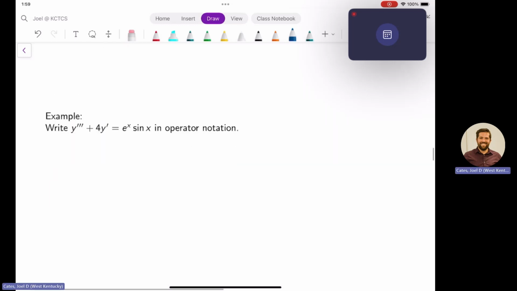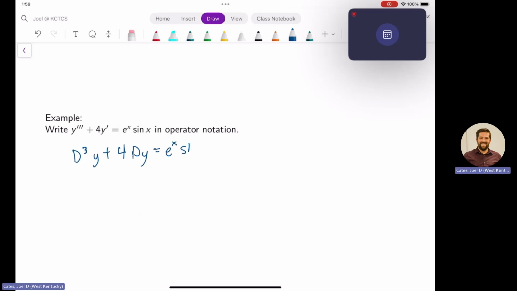In a similar way, we can look at this one and see that I can rewrite this as D cubed y plus 4 Dy is equal to e to the x sine of x. And I can pull out the y to give me that this is D cubed plus 4D by y that is equal to e to the x sine of x.